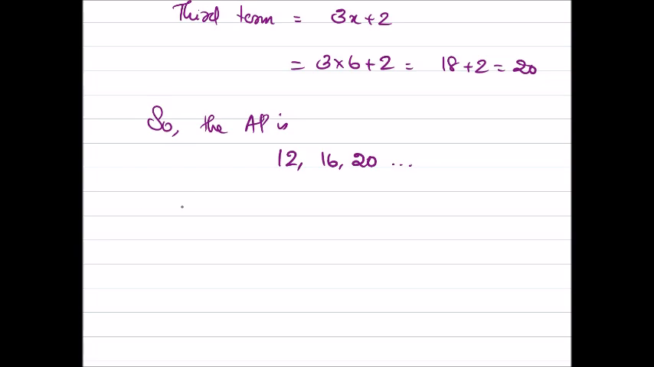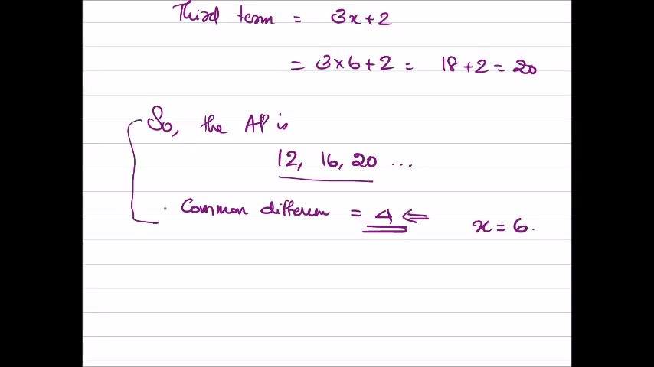And here it's clear that the common difference is 4. The final answer asked in this question is x. X is equal to 6, and we found the AP also. The AP is 12, 16, 20, and the common difference is 4. These are not asked in the question, but sometimes it will be asked, so we solved for that also.